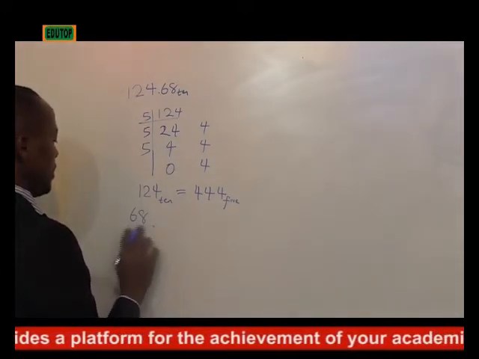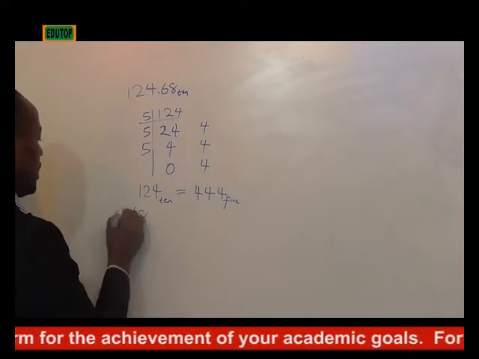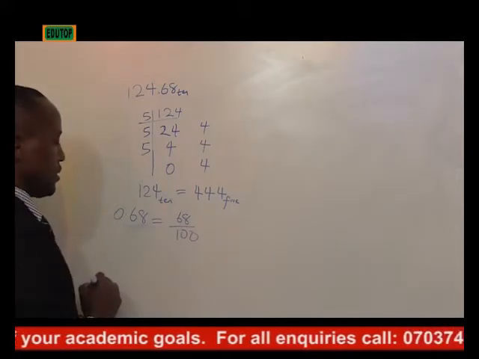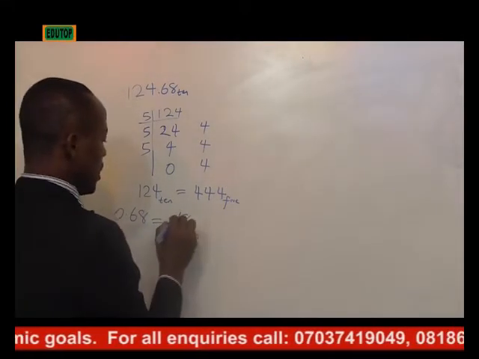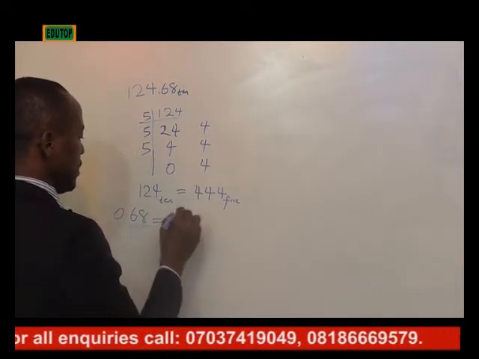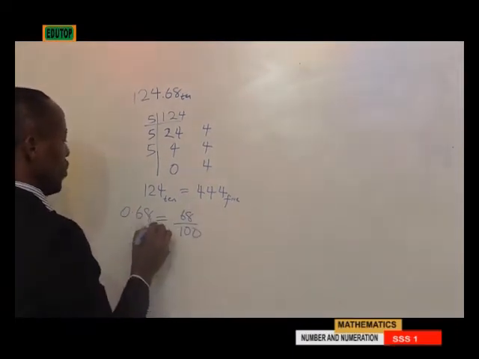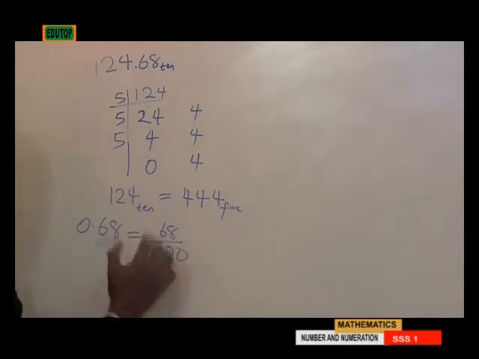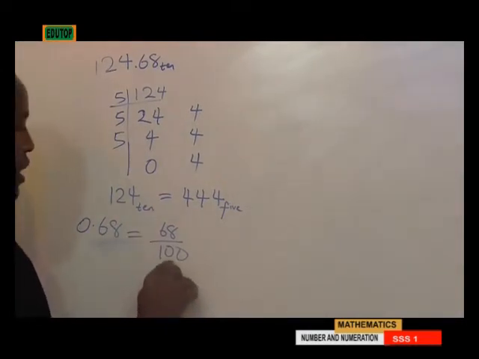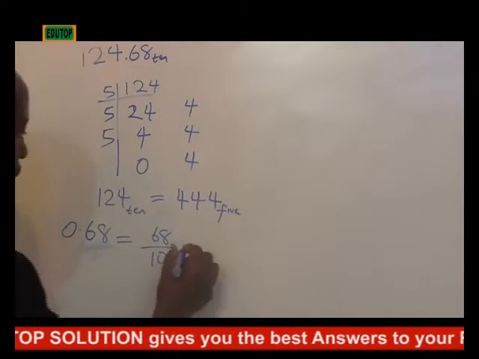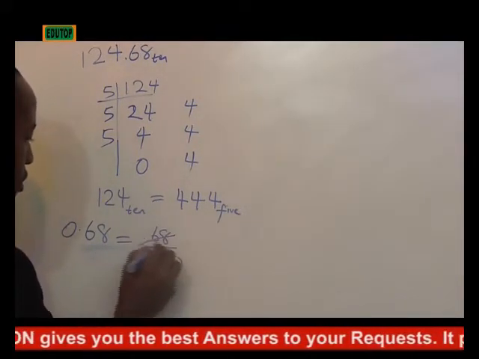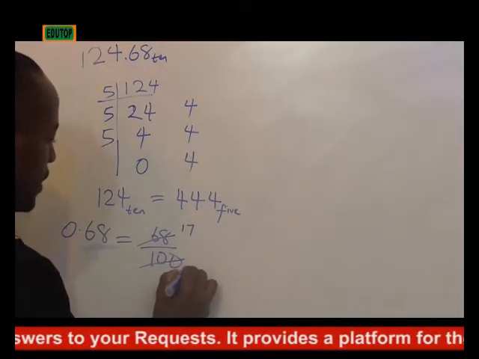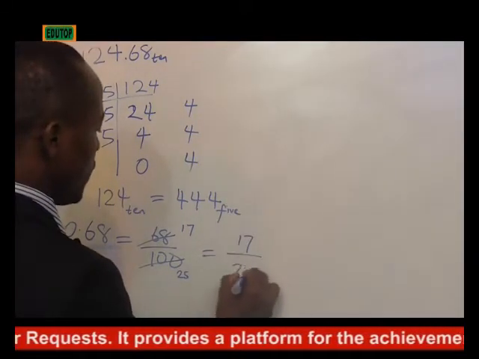Now, this decimal fraction aspect is the same thing as 68 all over 100. If we reduce it further, while reducing, we are interested in getting an answer in base 5, which means this denominator must be a multiple of 5. If we divide this by 4, we get 17. If we divide this by 4, we get 25. So we'll be having 17 all over 25.